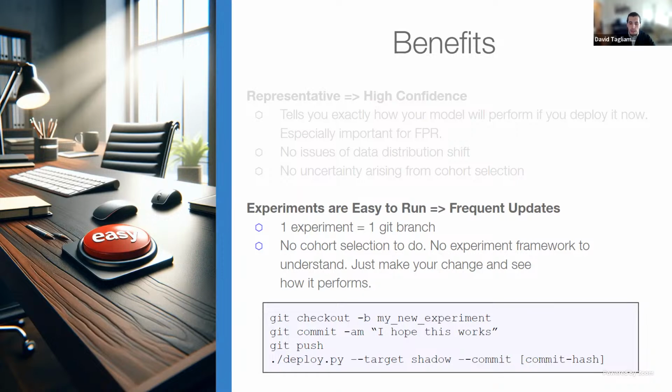So you don't need to learn a separate framework for running experiments. You don't do any kind of cohort selection. It's literally these 4 commands. You create a new branch, you make your code changes, commit it, push it, and then deploy it to the shadow system, and you can see how it performs.